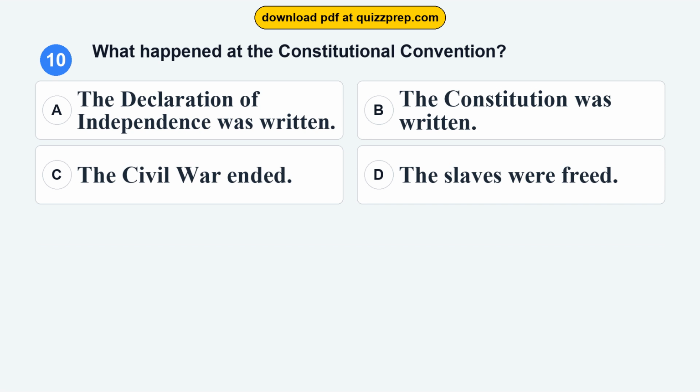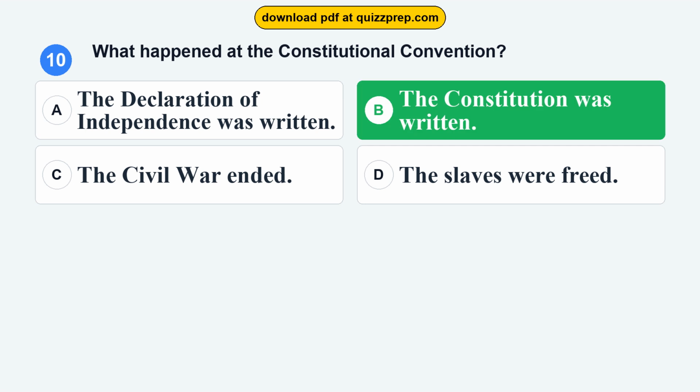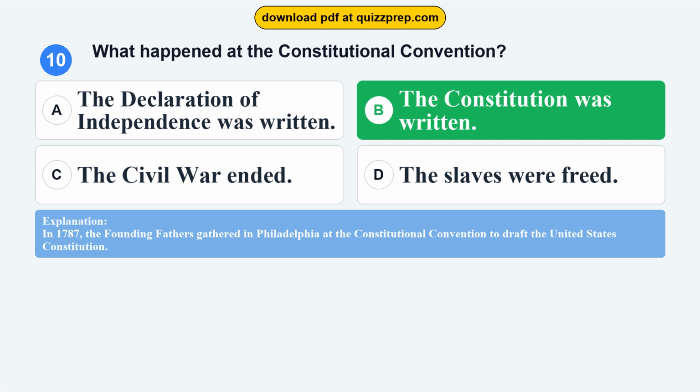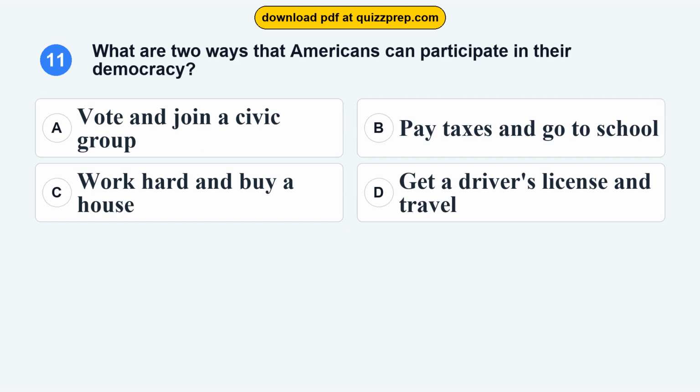Question 10. What happened at the Constitutional Convention? Option A, the Declaration of Independence was written. Option B, the Constitution was written. Option C, the Civil War ended. Option D, the slaves were freed. The correct answer is option B. The Constitution was written. In 1787, the Founding Fathers gathered in Philadelphia at the Constitutional Convention to draft the United States Constitution.